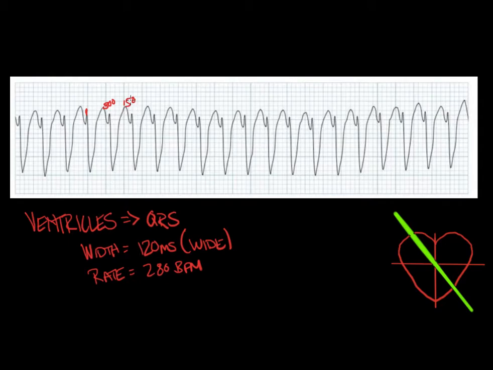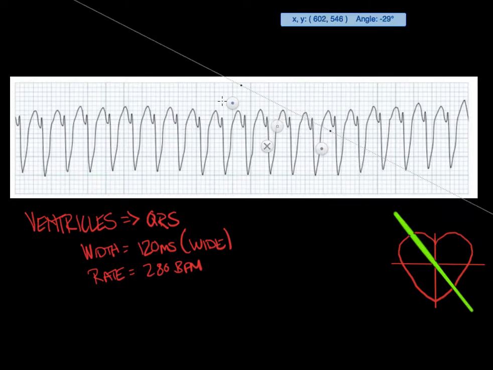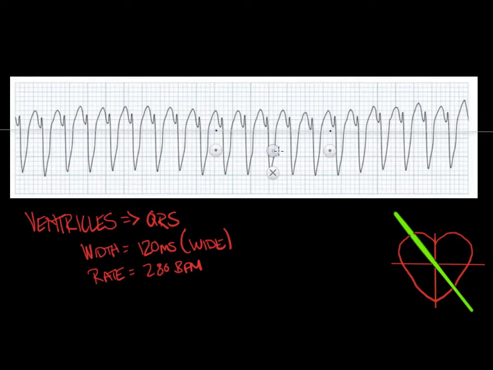Our next thing we would be looking at is whether the complex is positive or negative. This is something that I always thought was kind of hard when I was going through school, because I never could figure out where I'm supposed to look on some of these big wide complexes like this. So if we just go back to that QRS and draw an imaginary line, this will do.